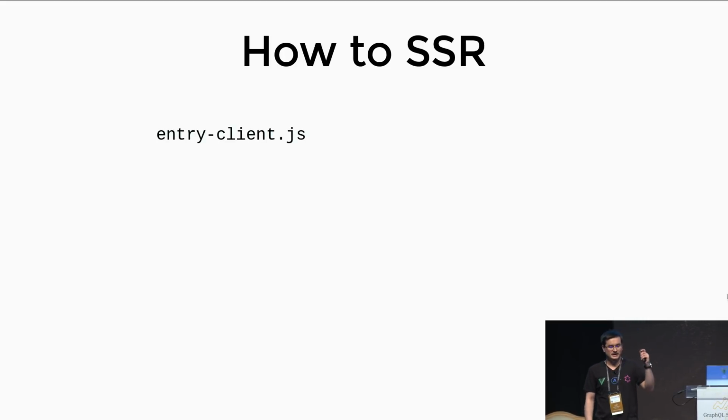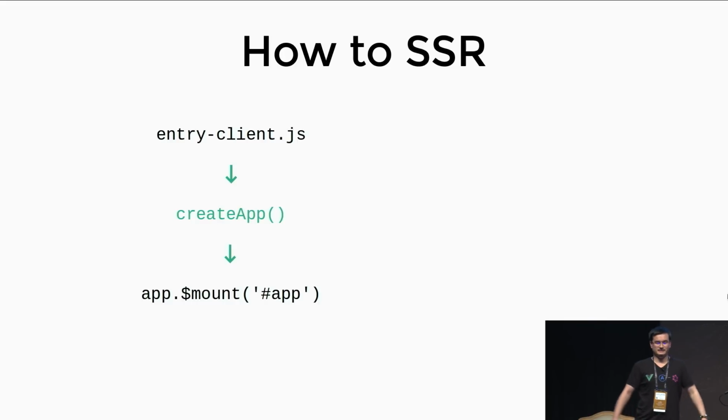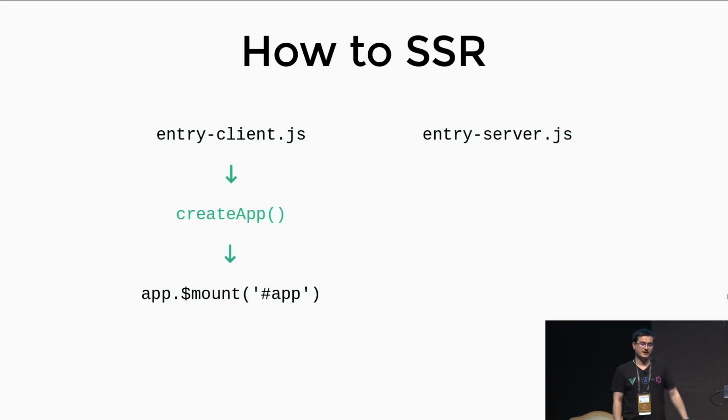So how do we do that? First, we have a client entry, which is for the browser. And inside, we create an app. So we create the Vue app, and we add the router, and eventually the Vue store, and Apollo. And then we mount it. So that's basically what you do when you usually create a Vue app. But the new thing is we have a server entry. So the server entry should be different because it's on the server, and there's no browser, there's no window, and we need to do more things.